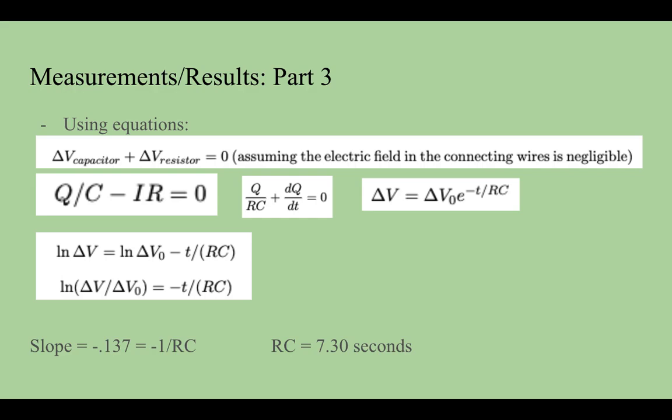So my slope was -0.137, so my RC was 7.3 seconds.